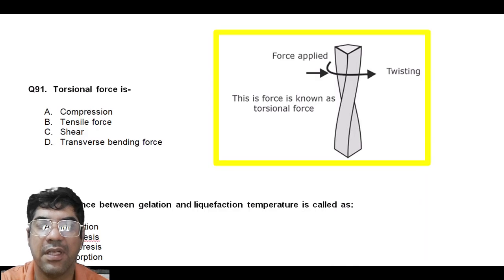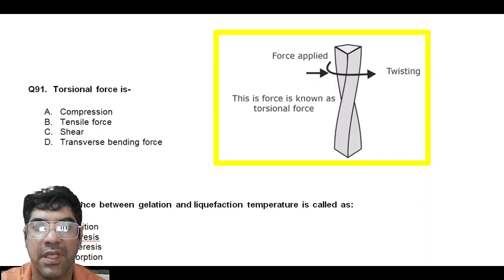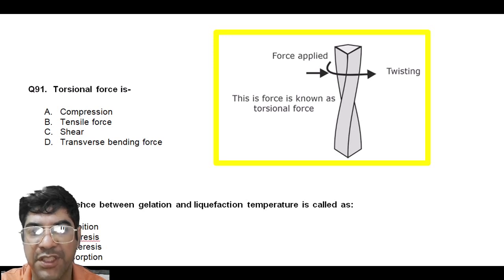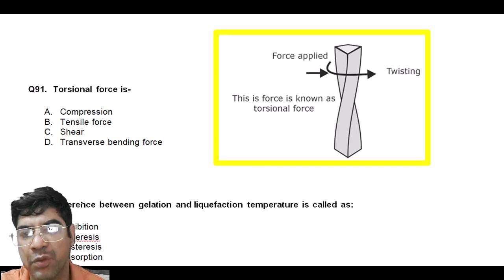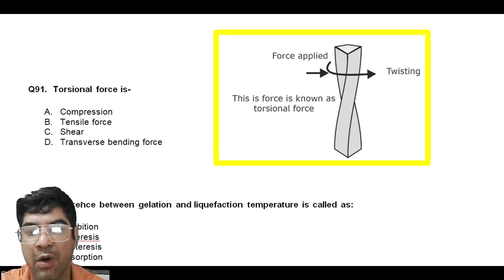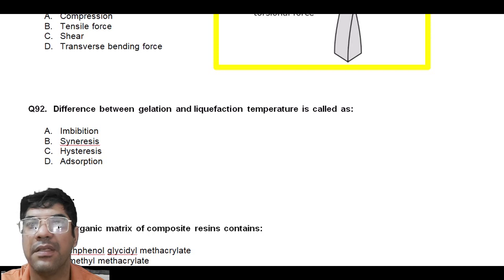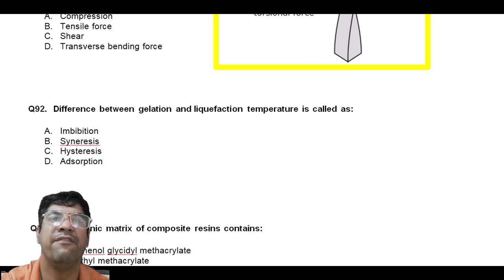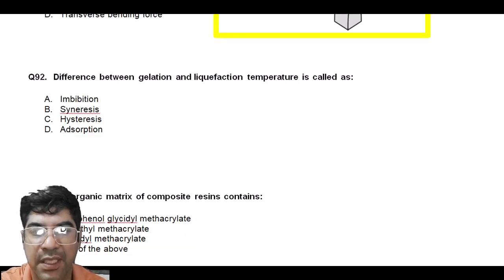Torsional force is a shear force. Torsional force is a type of force that involves shear stress. It refers to twisting or rotational movement, a twisting or rotational force applied to an object resulting in a shear effect. The difference between gelation and liquefaction is the hysteresis.